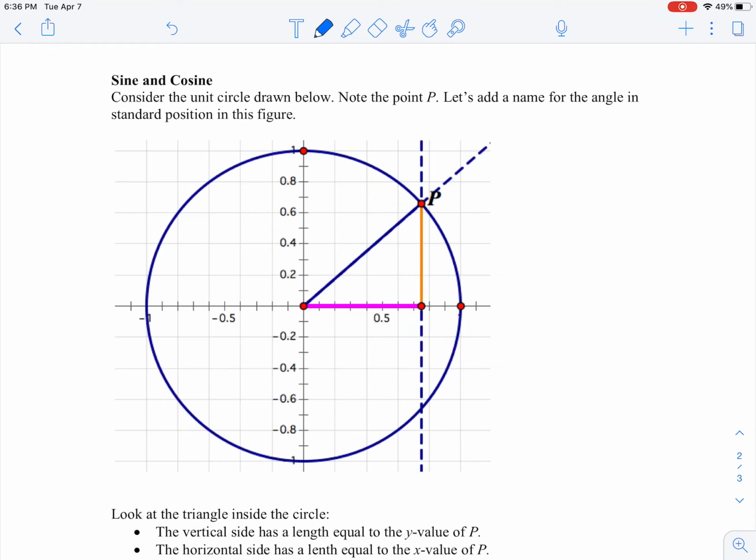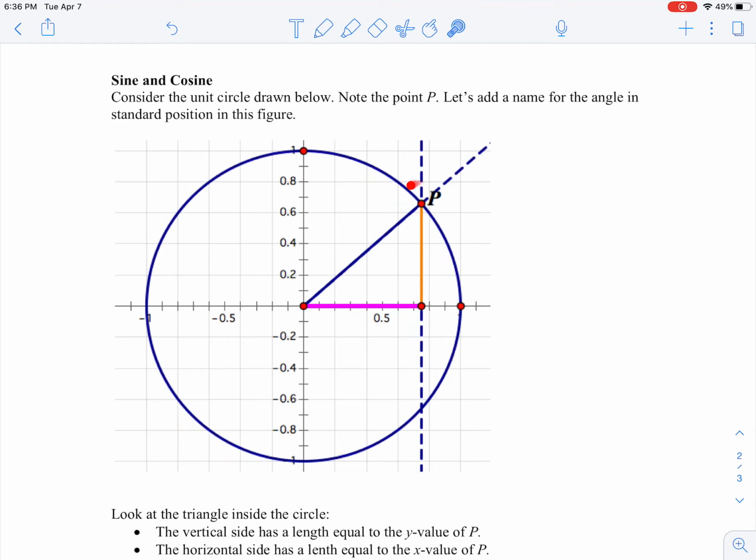With the language in place and a video that you can go back and reference, we're now ready to talk about sine and cosine as functions. They're derived from the behavior of the unit circle. So, consider the unit circle drawn below.